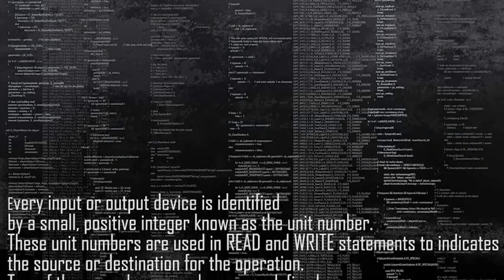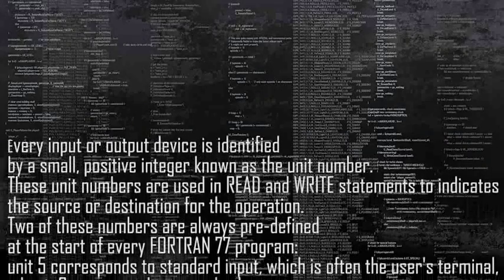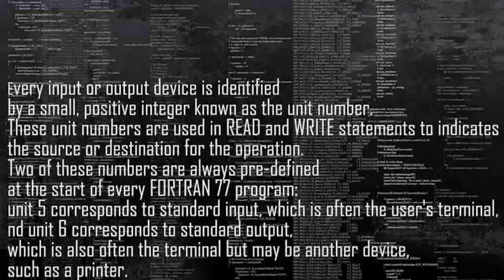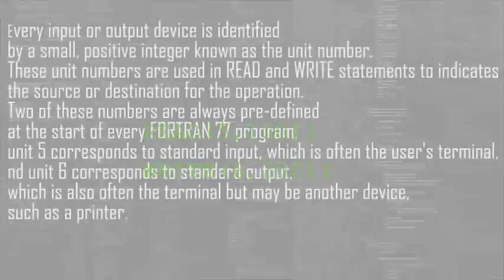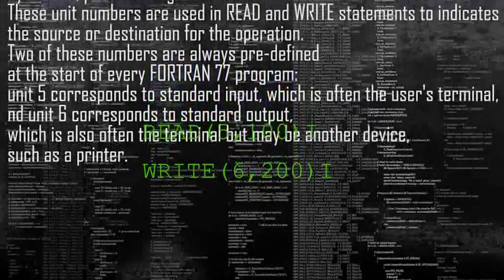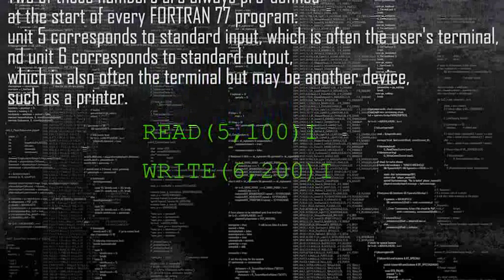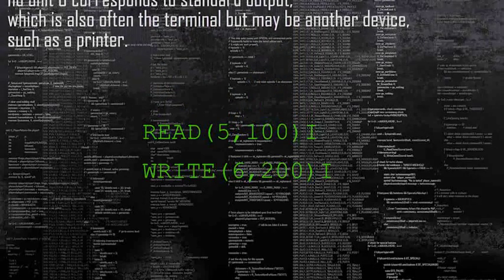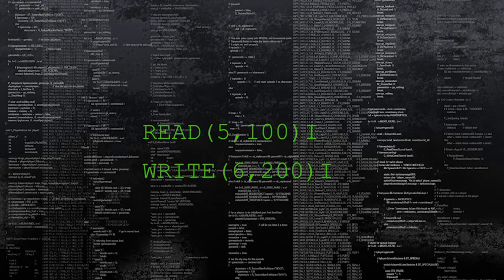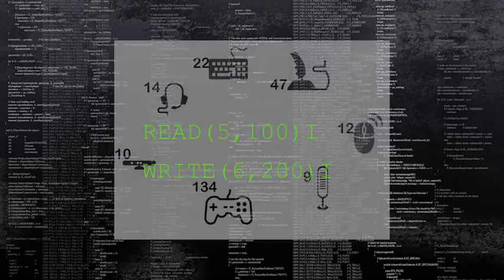Two of these numbers are always predefined at the start of every Fortran 77 program. Unit 5 corresponds to standard input, which is often the user's terminal, and unit 6 corresponds to standard output, which is also often the terminal but may be another device, such as a printer. This example reads a single integer value from standard input and writes it to standard output.